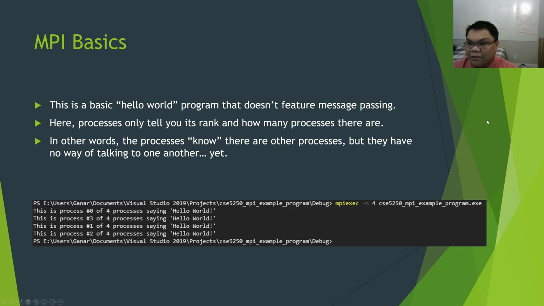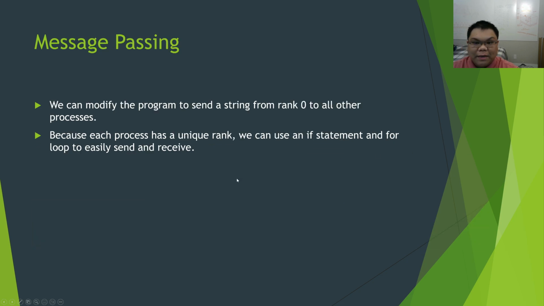So what does it look like when we have message passing? Well, a simple example would be to have it such that rank 0, that's the 0th process, can send a message to all other processes, and then all other processes have to receive that message. So here we can use an if statement and a for loop for that. And here's what it would look like.